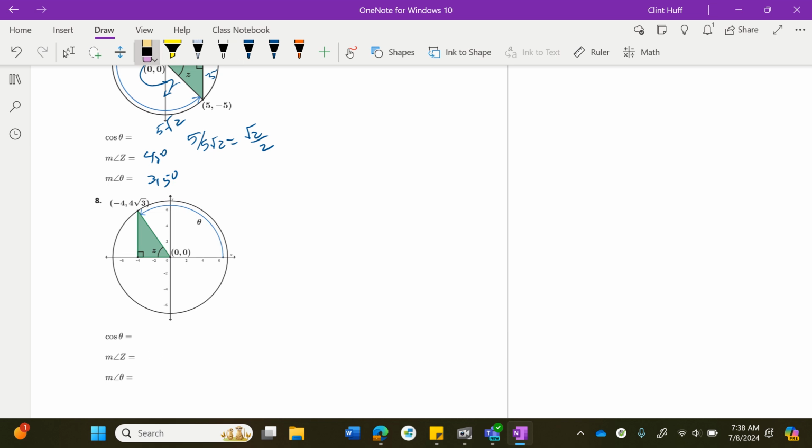In this case, if we have -4, let me pull this off to the side here. My x value would be -4, and this is 4 root 3. Now, if I think of the absolute value here, then this is a 30, 60, 90 right triangle. So the measure of Z is actually 60. The rotation is 120. So Z in here is 60 due to the 30, 60, 90, and the angle of rotation from here to here is 120.